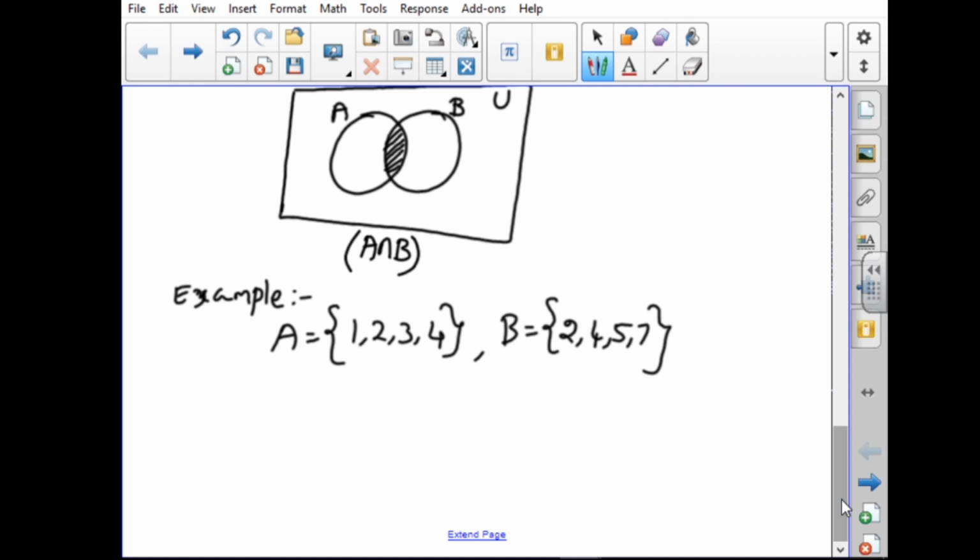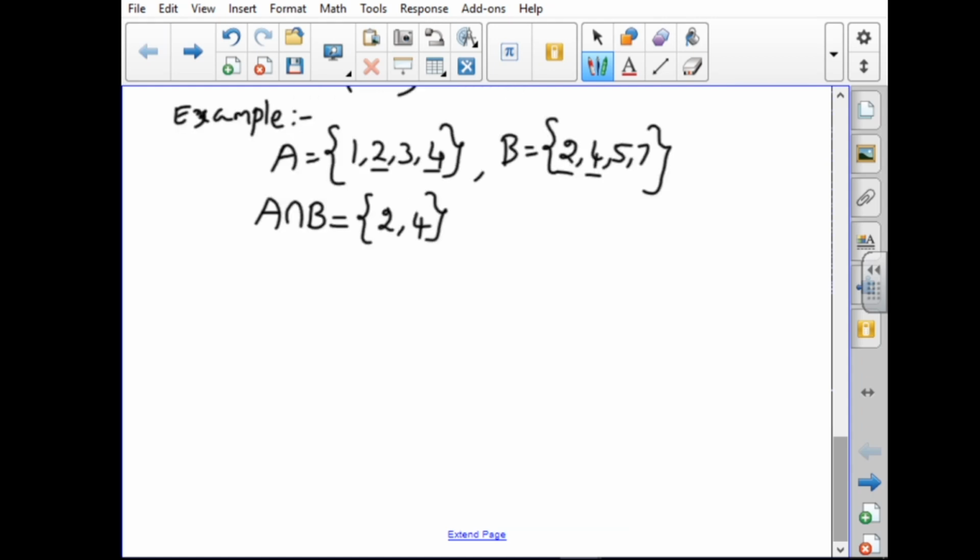So intersection part. Intersection means we can check the common elements of both sets. So here 2 and 4, here also 2 and 4 are the common elements. So A intersection B is equal to 2, 4.